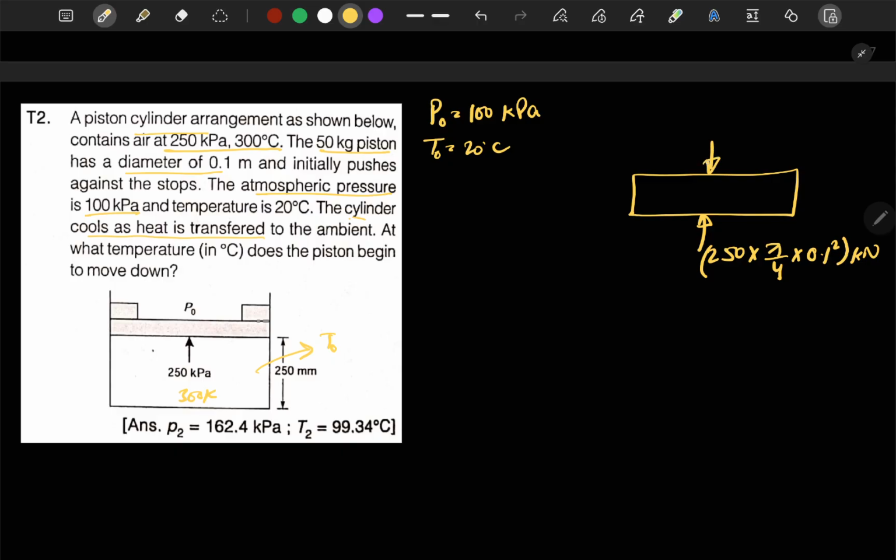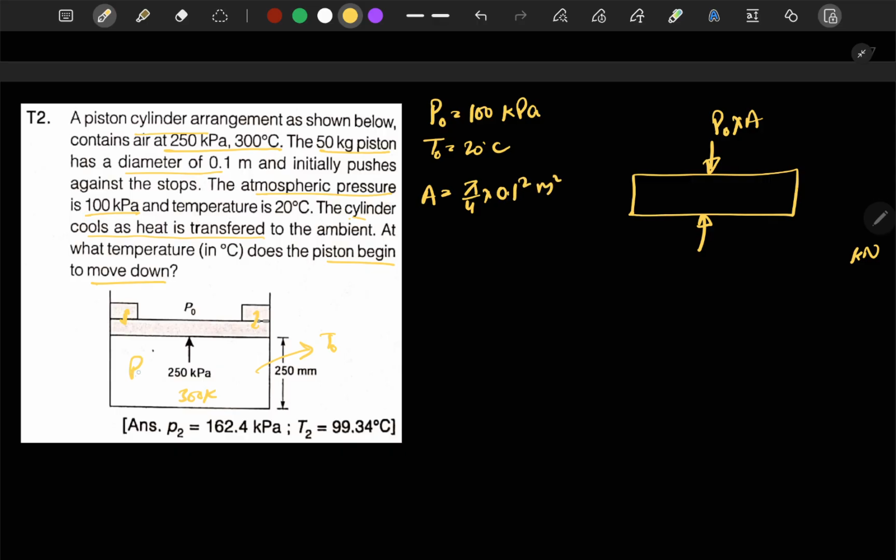And the downward force acting on the piston, let's say this is the downward force, and we are talking about when the piston will begin to move down. When the piston begins to move down, the reaction force between the stopper and the piston will be 0. So there will be only one downward force, that is P naught, atmospheric pressure into area. Let me write it this way, P naught into A.